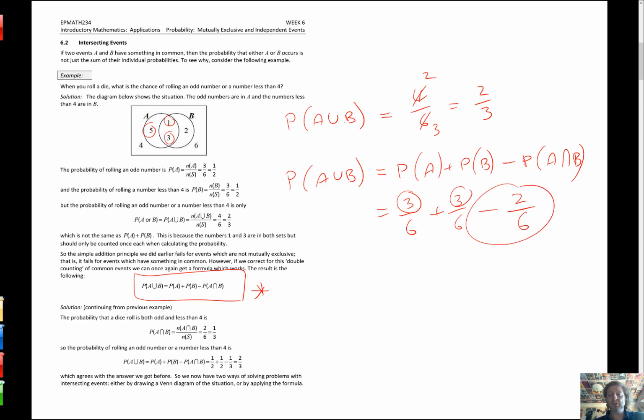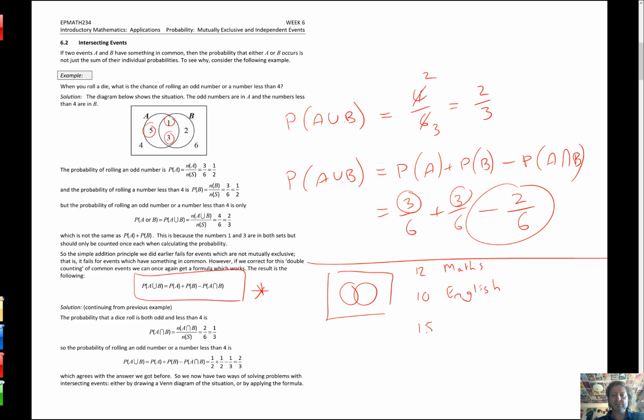Now, I hope I'm explaining it well, but I like this example. I'm sure I've got something coming up. Say I check a class, and in the class I've got 12 students that do maths. So I asked everyone to put their hand up if you do maths. I saw 12 hands. I asked everyone to put their hand up if they do English, and I saw 10 hands. And then I counted up the class, and there was only 15 students. I went, hang on, well, that's like last week. Now what happened? All it means is there must have been an overlap. Some students put their hand up twice.